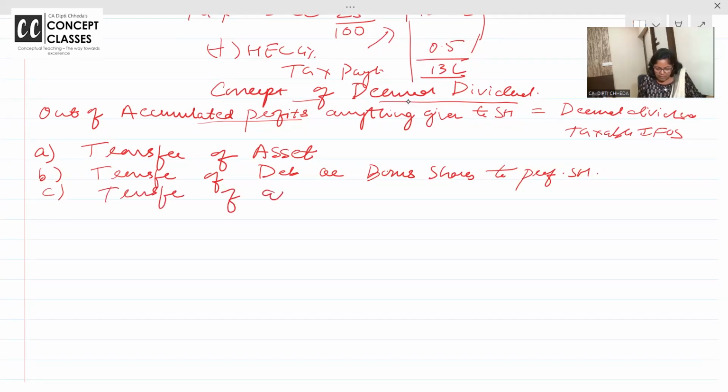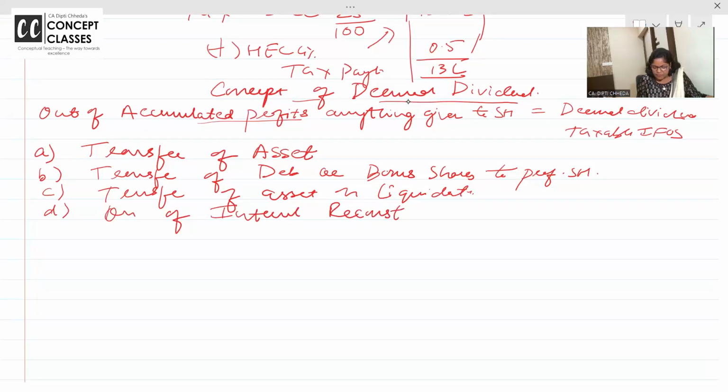Transfer of asset on liquidation. In case of liquidation, we are saying to the shareholder, okay, we are closing the company, against accumulated profits take this. Whatever it is, it is taxable in the hands of the shareholder as accumulated profits. Next, any distribution by the company to shareholders on account of reduction of share capital, that is internal reconstruction. At the time of internal reconstruction, any transfer you do is taxable as deemed dividend.